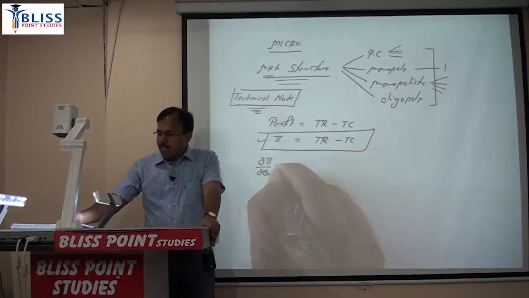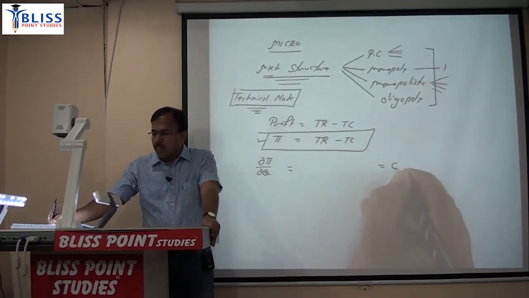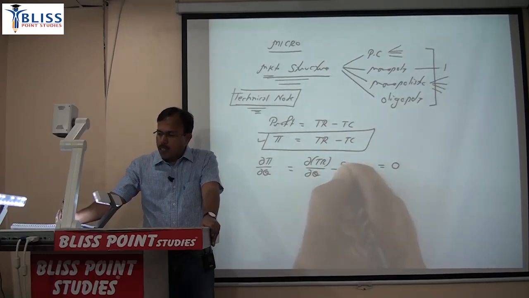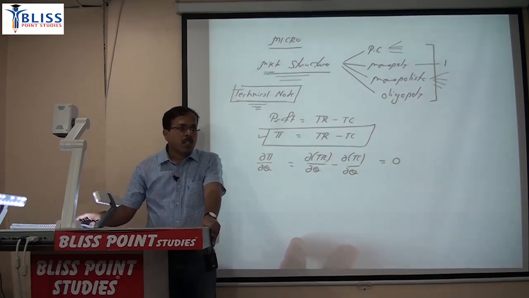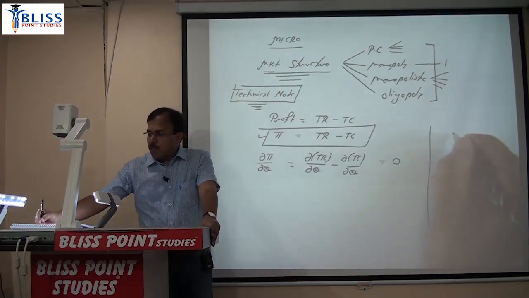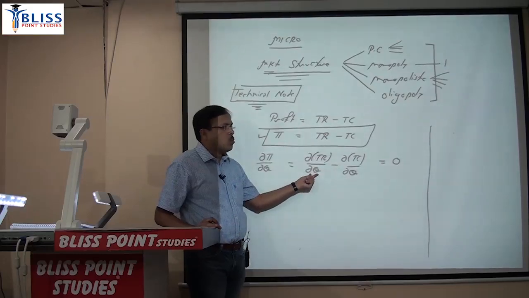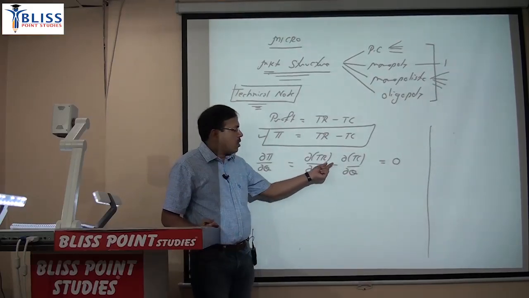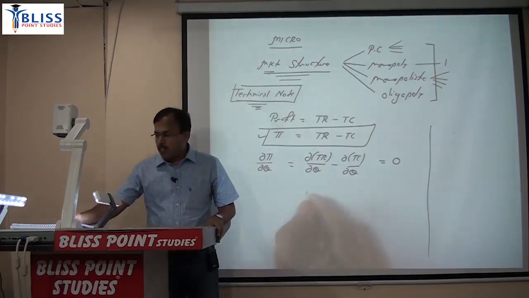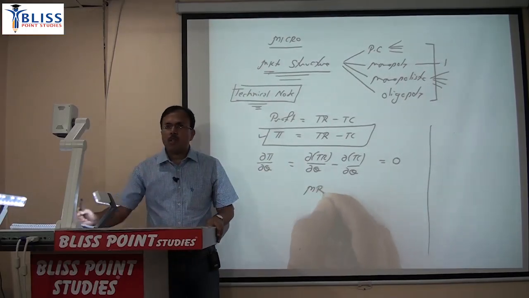So when you differentiate this profit function, first differentiation should be equal to 0. That means differentiation of TR with respect to quantity, differentiation of total cost with respect to quantity, that first differentiation must be equal to 0. Whenever you differentiate, it is basically derivative means what? Change. So it is change in revenue due to change in quantity. This is change in cost due to change in quantity. And for that change you can call it marginal revenue, because what is marginal?